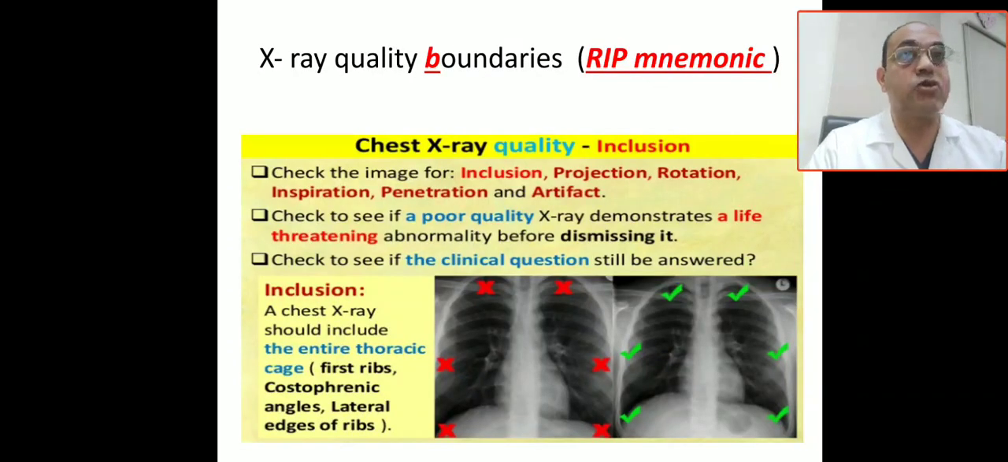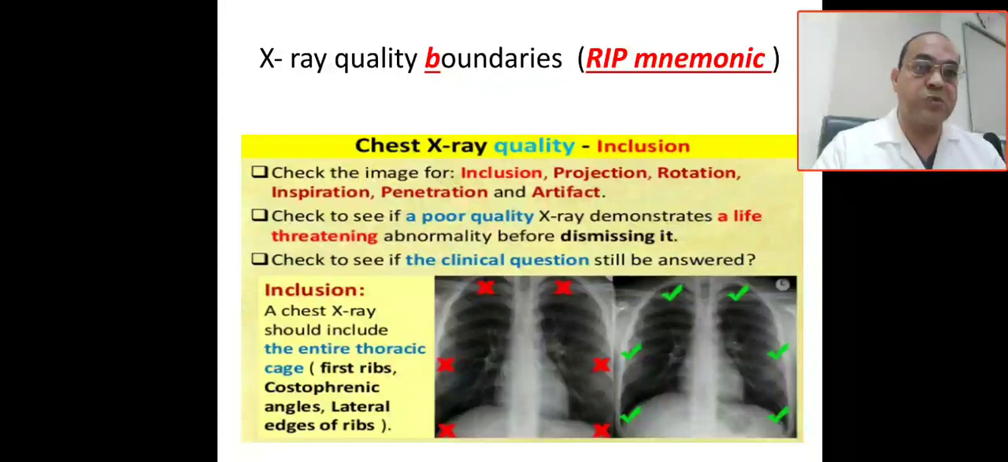The last thing we need to comment on is the boundaries, the X-ray quality boundaries. We said you have to comment on the rotation, the inspiration, the inspiratory film, and the penetration. For inclusion, what should the chest X-ray include? The entire thoracic cage, including the first ribs. You have to comment on the green arrows. What is this called? The first rib. In the other X-ray, marked in red, you cannot see the first rib.